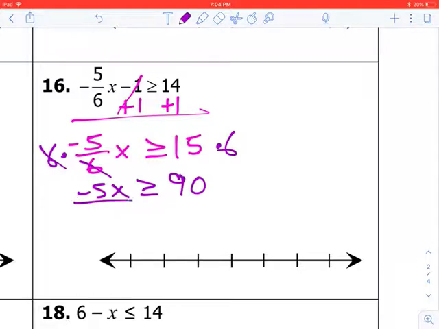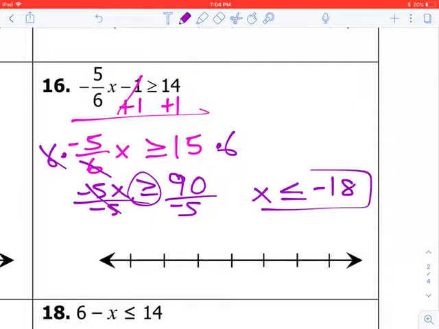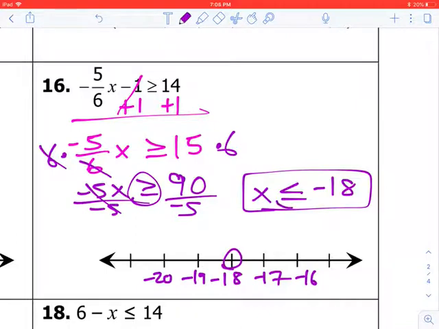And then I divide by negative 5. Well, if I divide by a negative, once again, that means I need to flip it. So x less than or equal to, and then that's negative 18. And so on my graph, I've got negative 18, negative 17, negative 16, negative 19, negative 20. So this time it is a closed circle since it's underlined, and it does go to the left. Okay, so that is solving inequalities.